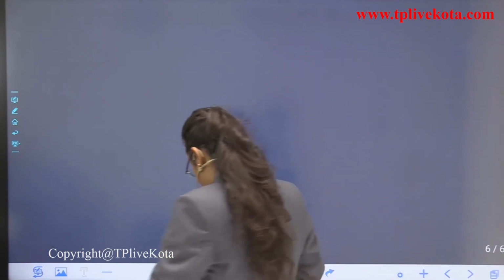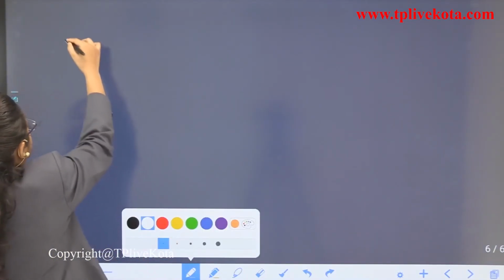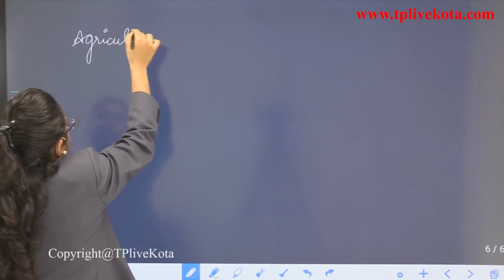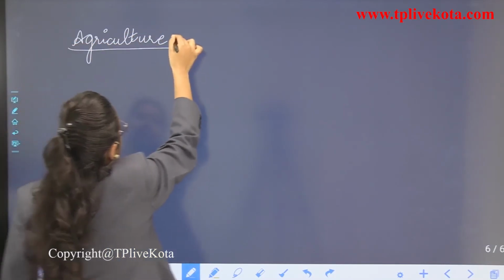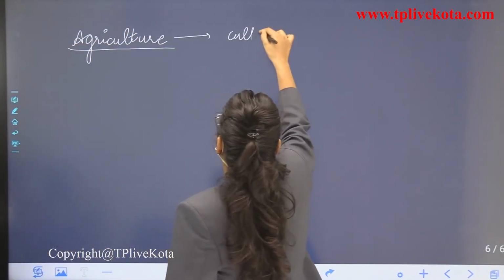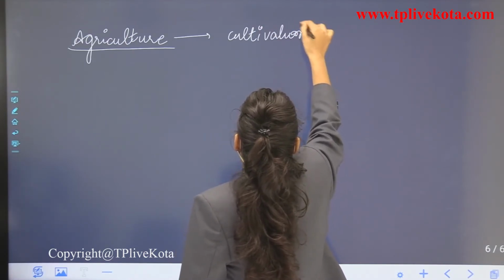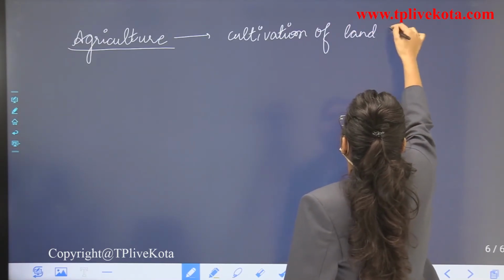First I am going to make you revise what is agriculture. So what is agriculture, students? Agriculture is made by two Latin terms, which means the cultivation of the land. So what is agriculture? It is the cultivation of the land or the field. You should remember the definition of this thing: cultivation of land or field.